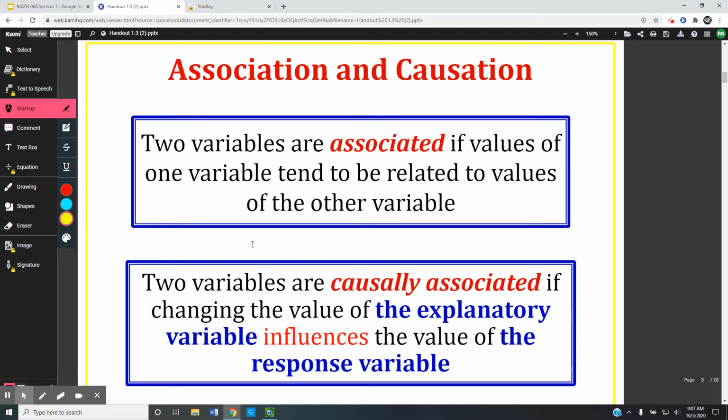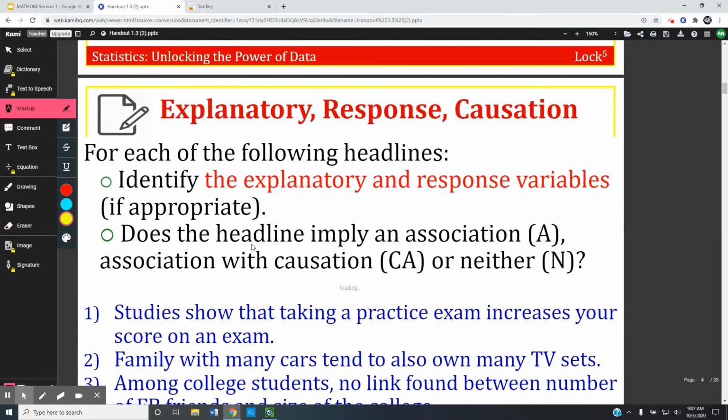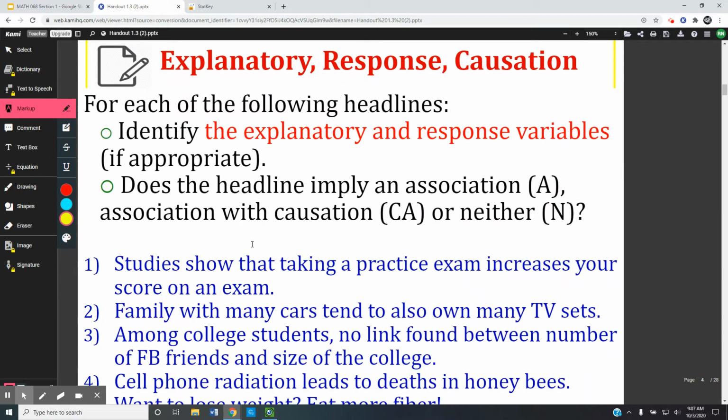However, when we look at two variables that are associated, just because one changes and the other changes doesn't mean that one causes the other to change. And I'll give you some examples of that. For each of the following, we want to identify the explanatory and the response variable. Does the headline imply an association, a causation, or neither one?